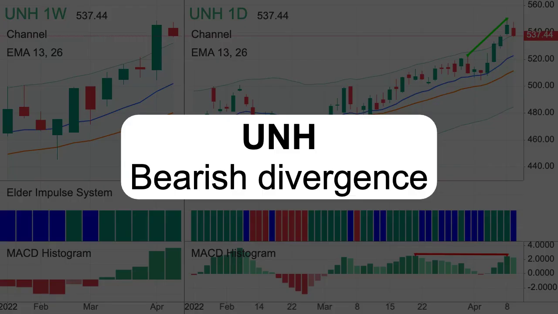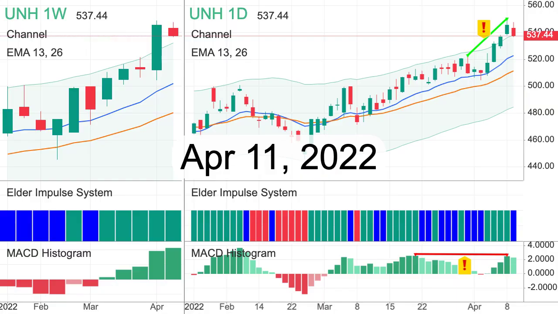Let's consider the stock of United Health Group Incorporated. On April 11, 2022, a bear divergence formed in an uptrend. This is a strong sell signal. There is a first light bar on the histogram. Are you ready to submit a sell order?